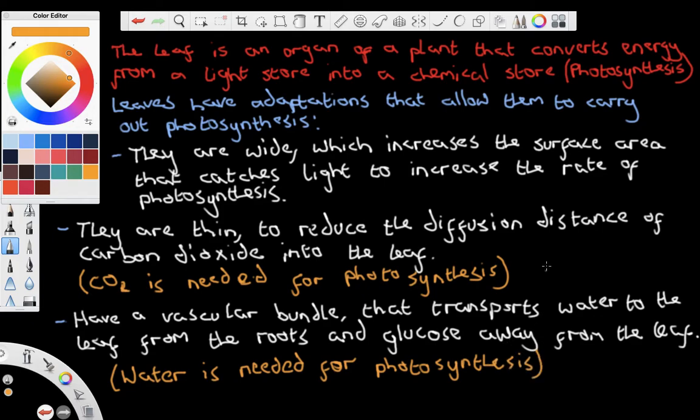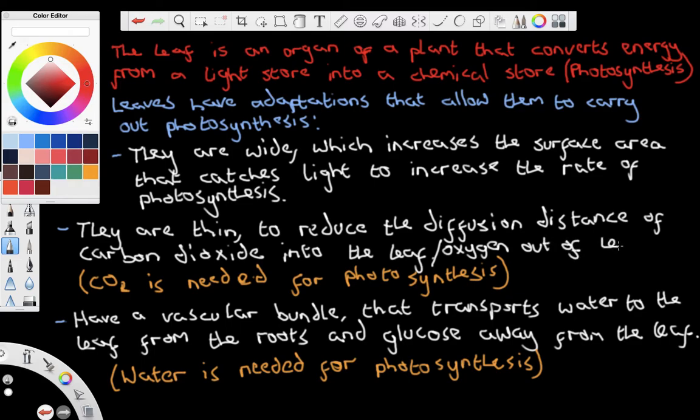So we've said that the leaf is an organ of a plant that converts energy from light stores into chemical stores, photosynthesis. The leaf has various adaptations that allow it to carry out photosynthesis. Just 3 of those include that they are wide, which increases the surface area that catches light to increase the rate of photosynthesis. They're very, very thin, which reduces the diffusion distance of carbon dioxide into the leaf. Carbon dioxide is needed for photosynthesis. We can add to here actually, so it reduces the diffusion distance of carbon dioxide into the leaf, and then we can just put oxygen out of leaf.